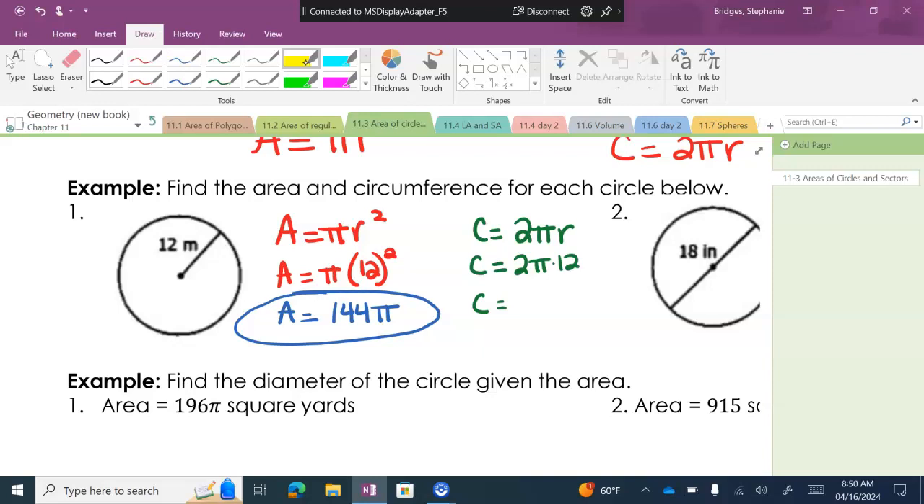What we're going to do for exact form is just multiply the two numerical values there. What is 2 times 12? 24. And then we leave that pi symbol, and that is how we're going to represent our circumference.